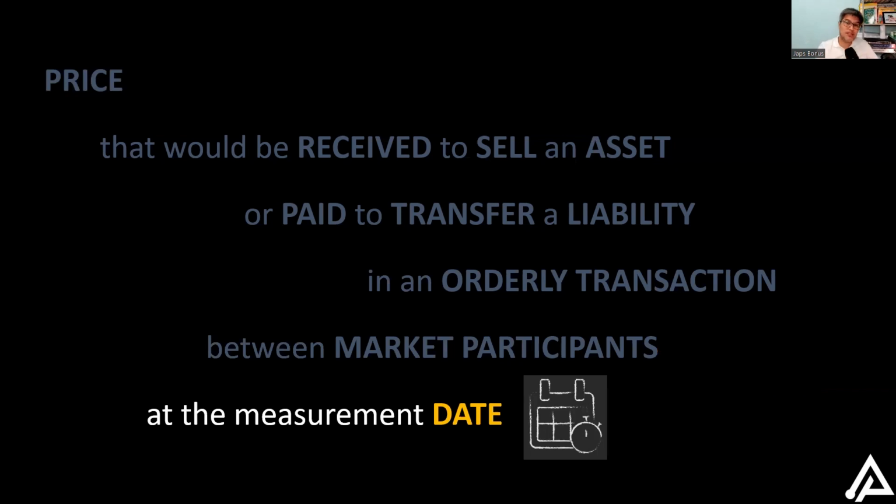At the measurement date. So, we talk about fair value, but fair value changes over time. So, fair value is whatever is relevant at that period of time, at that point in time, at measurement date. Fair value is the price that would be received by the holder of an asset if they sold it, or the price that will be paid to extinguish or transfer a liability in an orderly transaction between market participants at the measurement date.